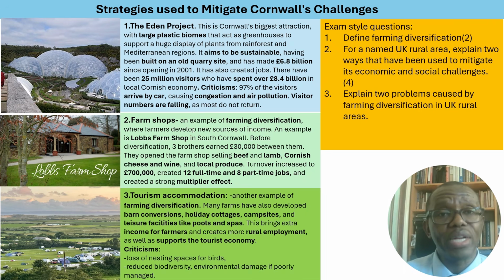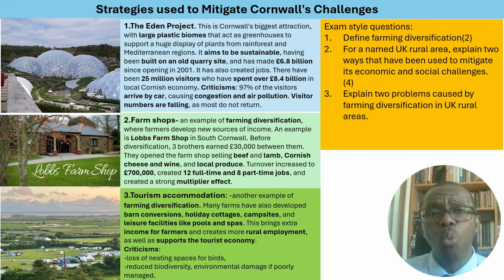The second strategy that has been used is farming diversification. And farming diversification refers to where farmers begin to do other activities other than farming to create or generate an income. Now, we did mention earlier that dairy farming has declined in Cornwall. So those farmers are seeking alternative sources of income. And by doing that, they are diversifying their businesses or their farming.